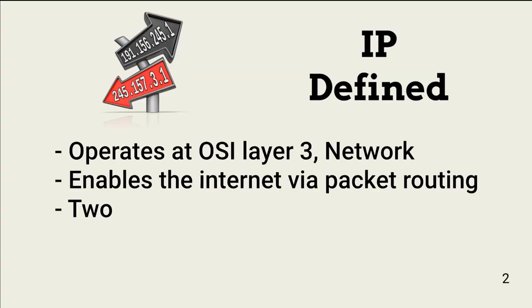The Internet Protocol, or IP, operates at the network layer of the OSI model. It enables the Internet by ensuring packets successfully locate and travel to their destinations via routing. There are two versions of IP in use: IPv4 and IPv6.